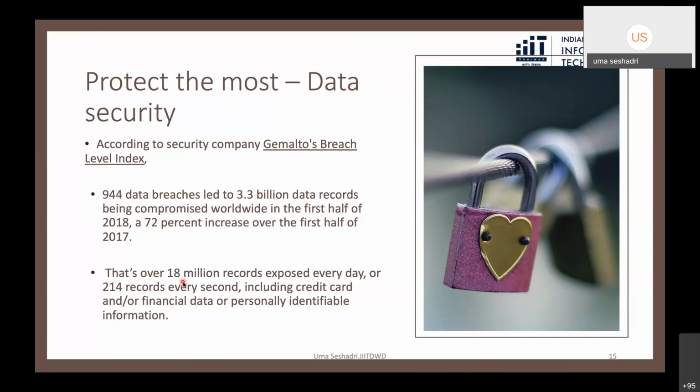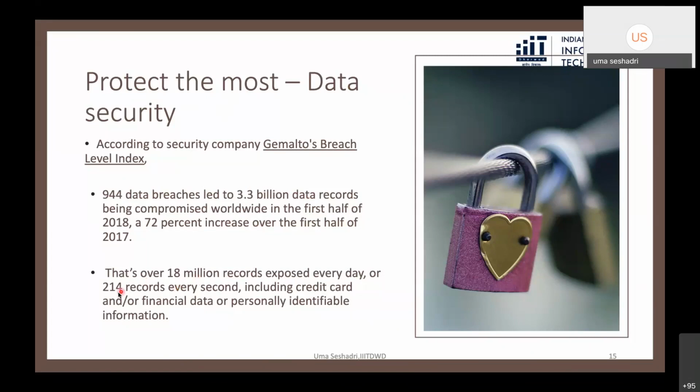Over 18 million records are exposed every day. What their analysis says is that many data records today, because of technology, because of networking, internetworking, are getting exposed in the network and exposed to outsiders. So that is the avenue for many hackers to enter into your organization to steal the data.